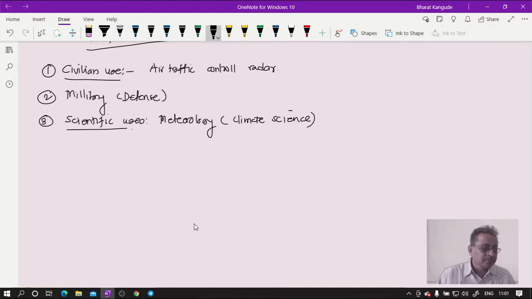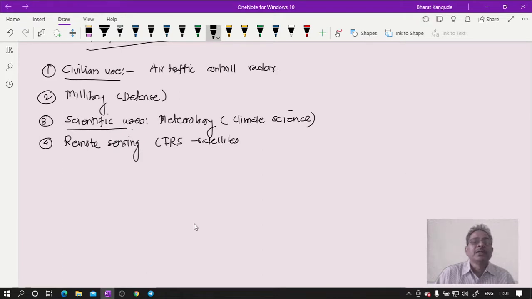Then another application, the fourth application, is remote sensing. So what is this remote sensing? I think you might have heard of the Indian IRS satellites. Now what do these satellites do? These satellites picturize actual geographical features of any region or nation or whatever state or unit you may take. So how is it possible?